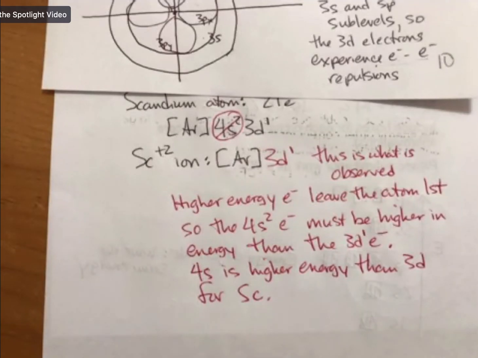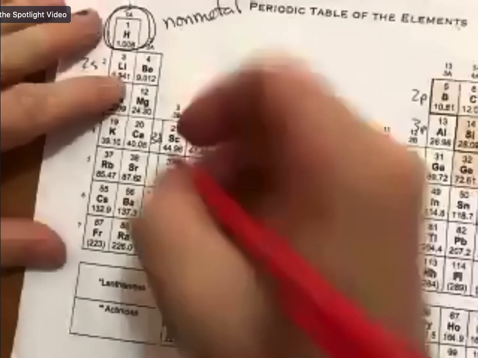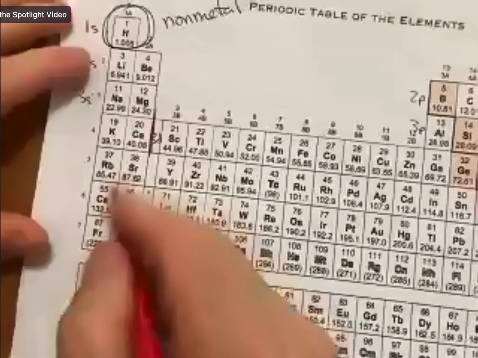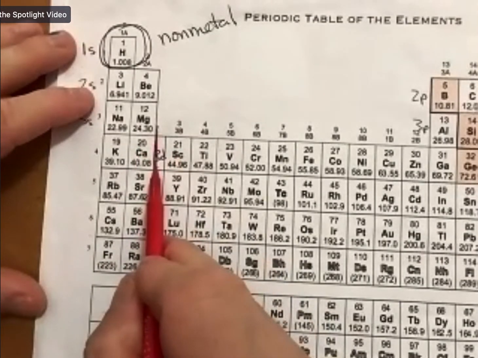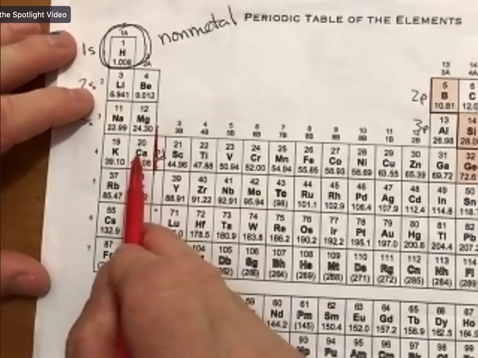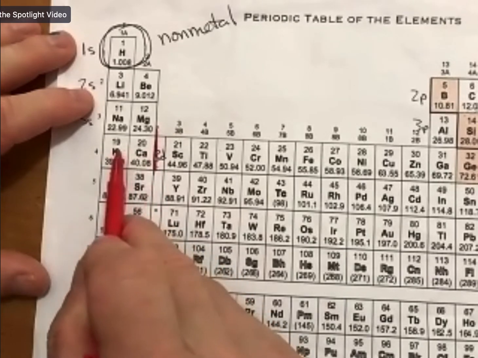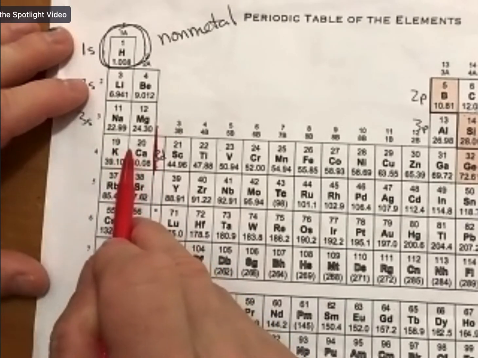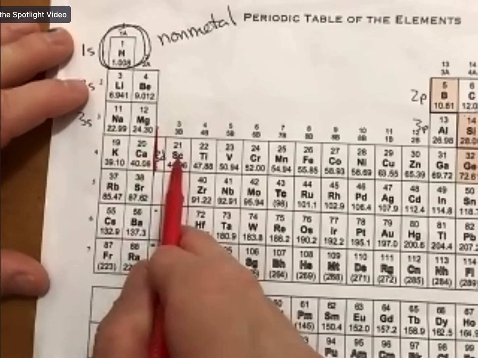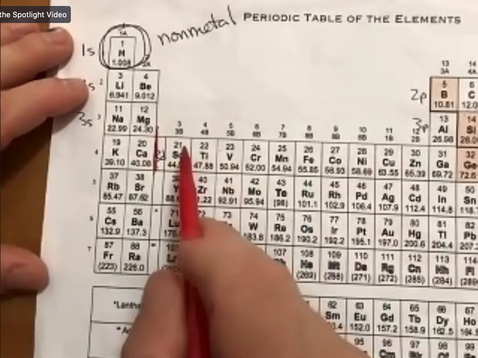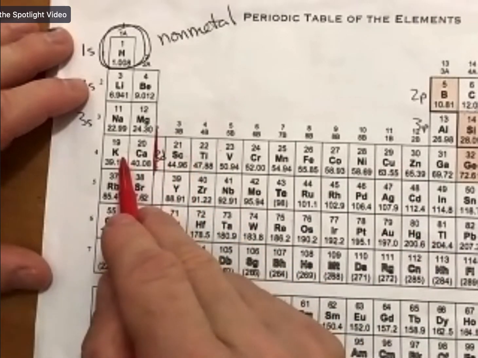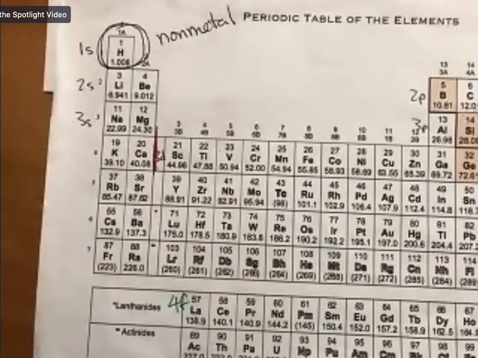And this is a very long way of going, but basically right here on the periodic table is where the switch occurs. For potassium, calcium, and smaller atoms, 4s is lower in energy than 3d. For scandium and all atoms after that, 3d is lower in energy than 4s. And that's what's observed.